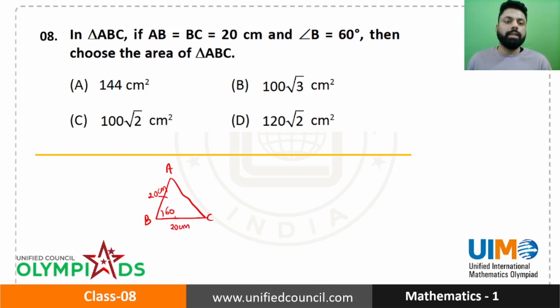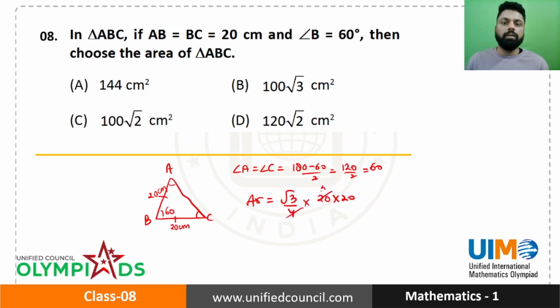So these two sides are equal, that means these angles are also equal. This implies angle A is equal to angle C is equal to 180 minus 60 upon 2, that is 120 upon 2, that is 60. So this is an equilateral triangle. So area is equal to root 3 upon 4 into side square, that is 20 into 20. 5. So 100 root 3 centimeter square is the area.